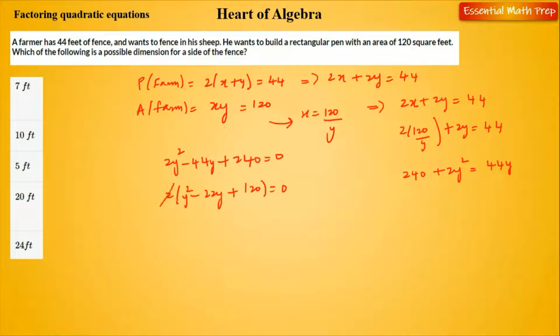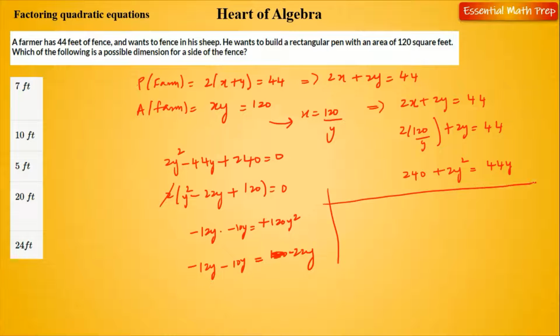And 2 is irrelevant. To get plus 120 with y squared, and we also have to get negative 22y, we can do negative 12y times negative 10y. Negative 12y minus 10y gives negative 22y as well. So if we substitute this, let's do the math here. It'll be y squared minus 12y minus 10y plus 120 equals 0. We split this here, it'll be y minus 12 times y minus 10 equals 0.